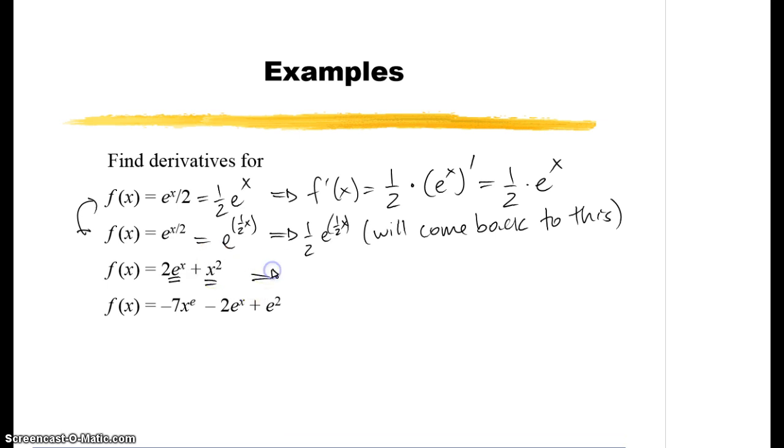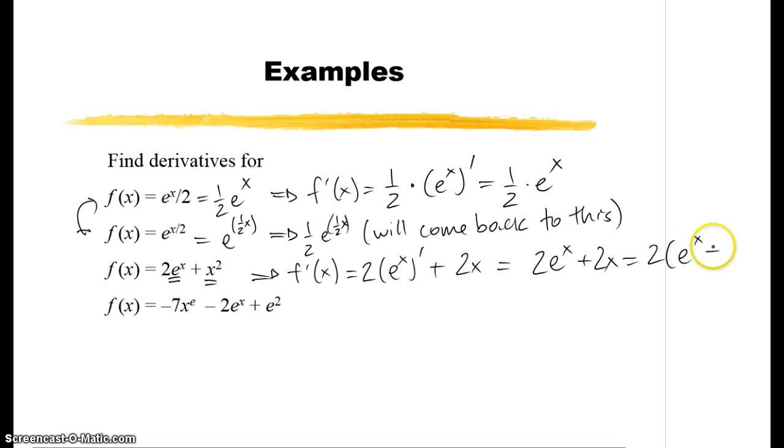So the derivative of this one would be what? Well, the derivative of twice e to the x is twice the derivative of e to the x. The derivative of x squared is 2x. So really we have 2 e to the x plus 2x. We could factor out a 2 if we wanted to, and it would be e to the x plus x.